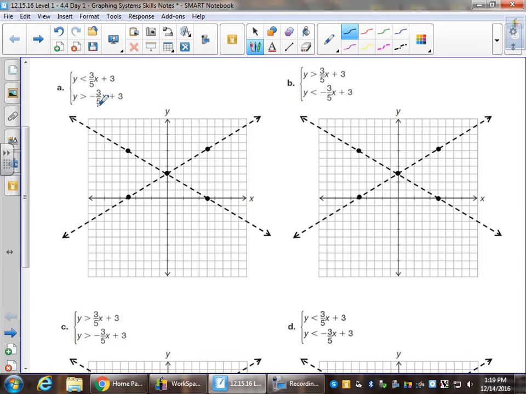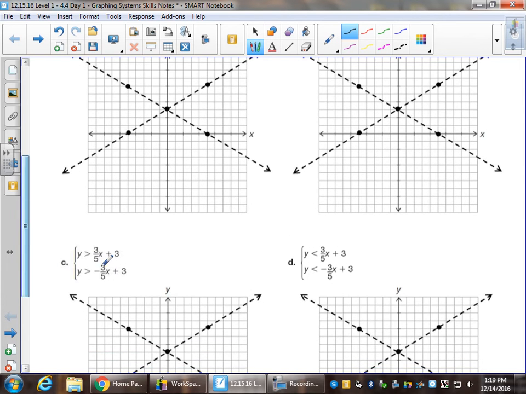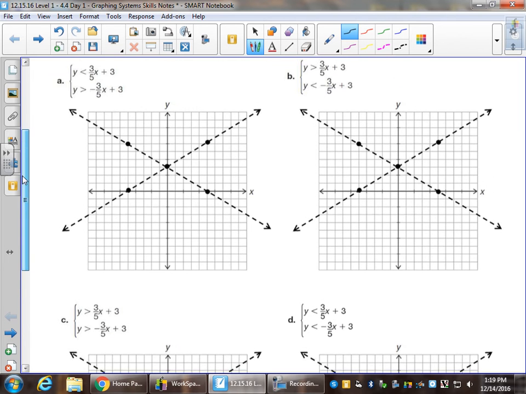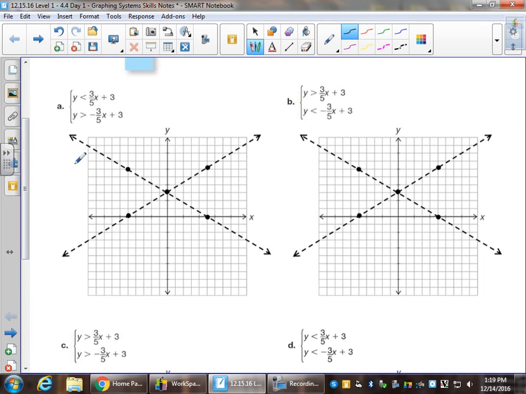3/5 x plus 3. Negative 3/5 x plus 3. Same matches, right? The positive and the negative, positive, negative. Here, positive, negative, positive, negative. So the equations are the same, but what's different? Well, when I look at the systems, notice we don't have equations. We have systems of inequalities. None of these sets of inequality signs are the same.